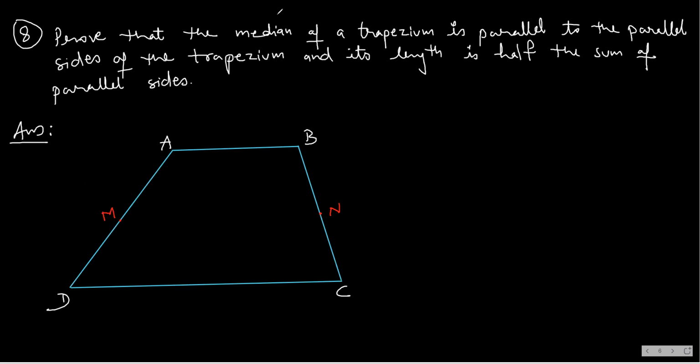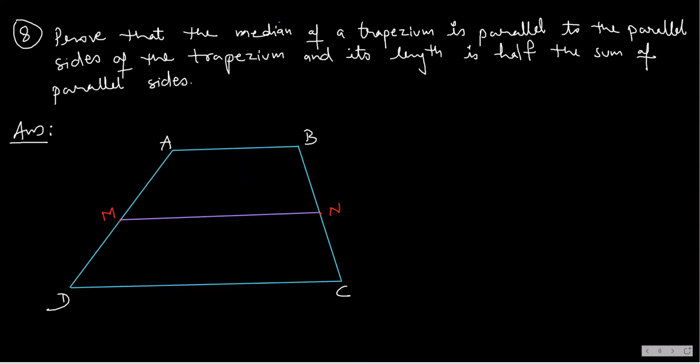What is a median? In order to get the median of the trapezium, you will have to get the midpoints of the non-parallel sides. So let M be the midpoint of AD and N be the midpoint of BC. Now you join these 2 points, M and N. When I join these midpoints, I get the median of the trapezium. So now I hope you understand what is the median of a trapezium. Let us read the question once again.